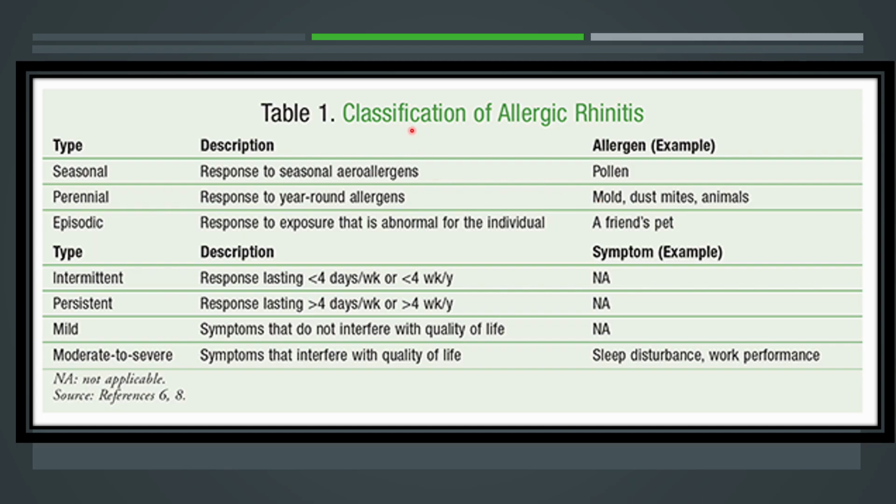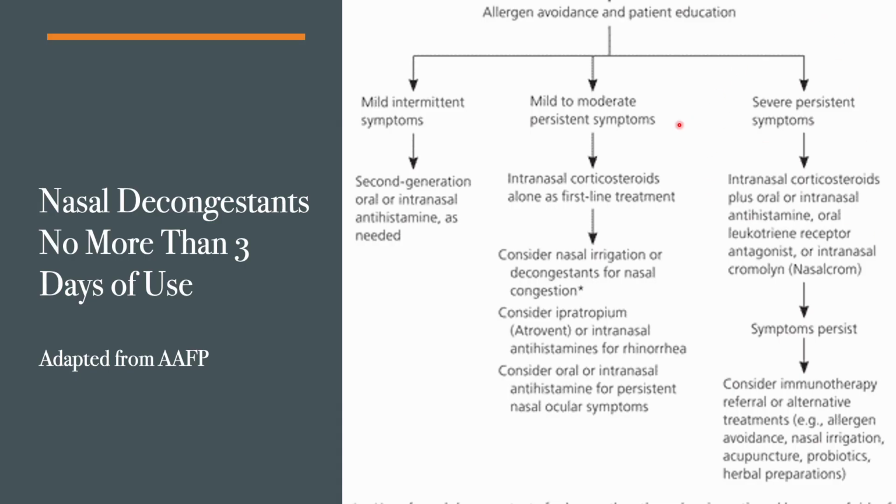This image shows symptom severity and subtypes of allergic rhinitis. Please pause the video at this point to review the content, memorize it, and use it for your reference. This image shows the treatment algorithm for allergic rhinitis, adapted from AAFP. You can pause the video at this point and review the content and use it for your reference.